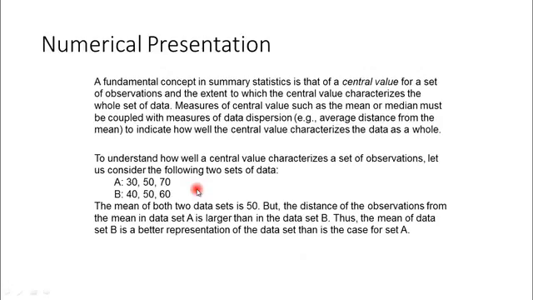Okay, so getting more into numerical representation of the data. A fundamental concept in summary statistics is the central value of a set of observations, to the extent which the central value characterizes the whole set of data. It measures the central value such as mean, median, which would be coupled with the measure of data dispersion, that is variation, that we have read in the last few slides, to understand how well the central value characterizes. We have seen a similar example also. We took 2 data sets where the mean was the same, but the actual data was explained by the variance and they were not the same data set.